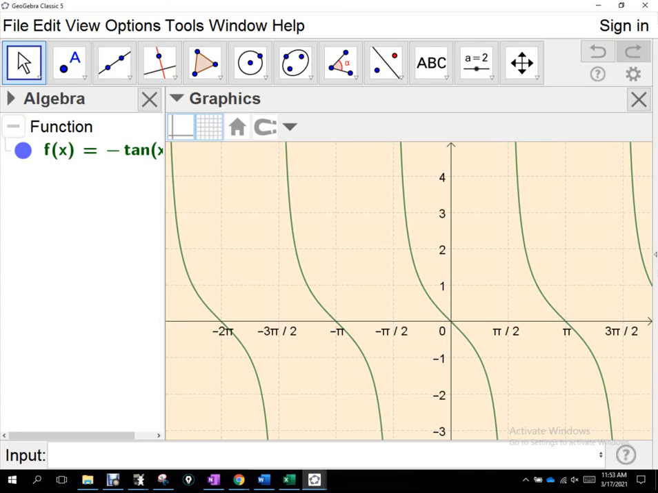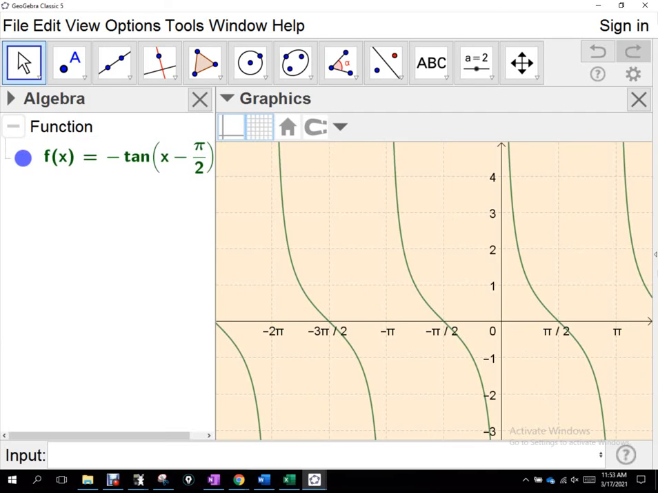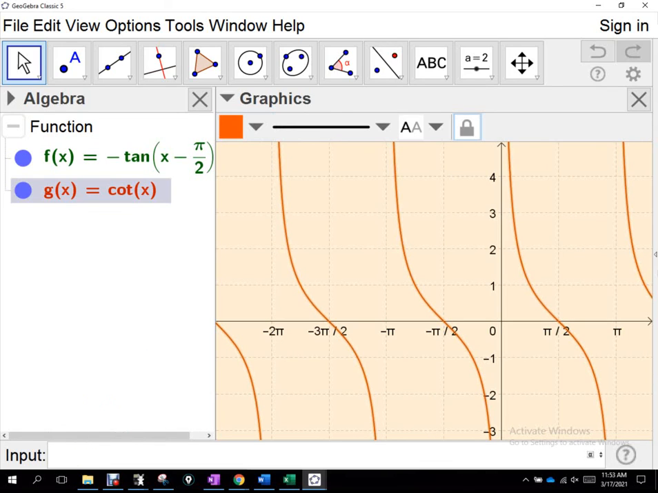Now, we still have an asymptote here at negative pi over 2. But let's make that asymptote shift to the right, because that's where the asymptote for the cotangent goes, right? Asymptote for the cotangent is right here on the y-axis. So how big of a shift would I have to push that asymptote here to become that one there? Pi over 2. So if I want to move the tangent pi over 2 units to the right, what do I need to do right here to the x? Minus pi over 2. Gives me that, right? So now if I graph cotangent of x, are they the same thing?